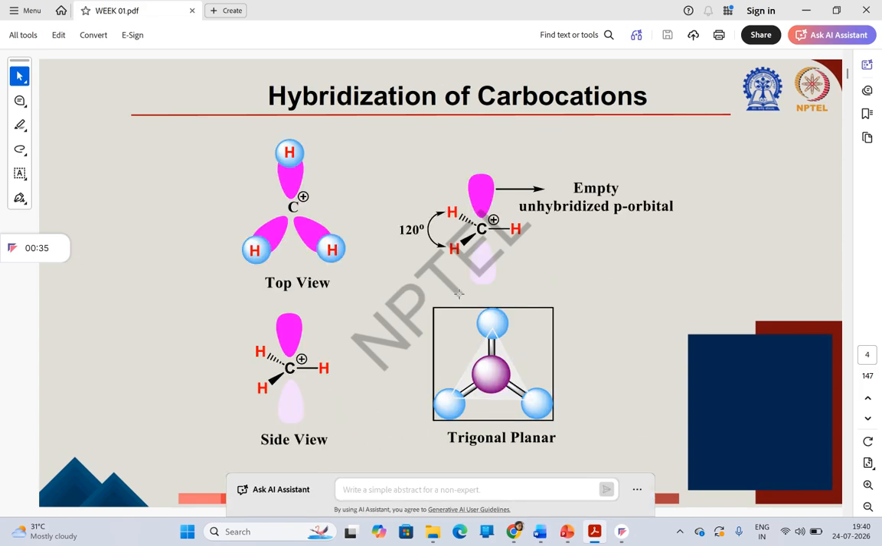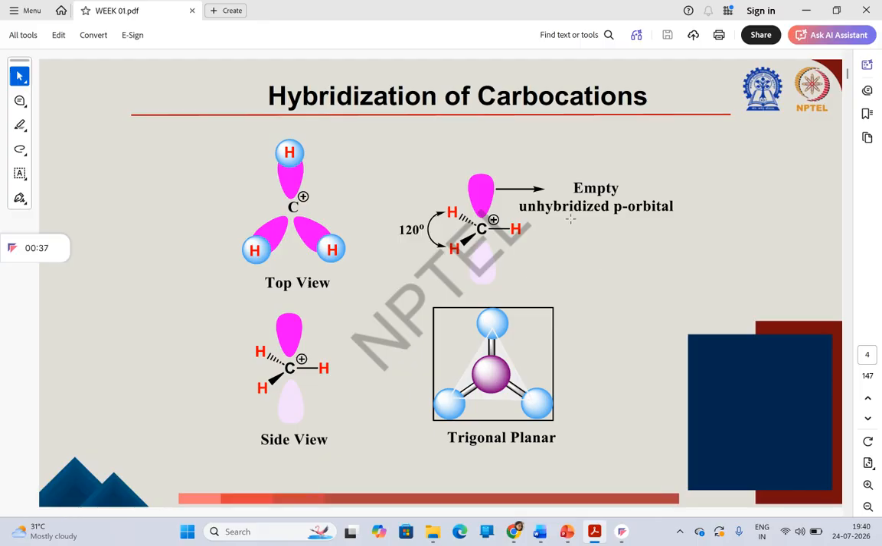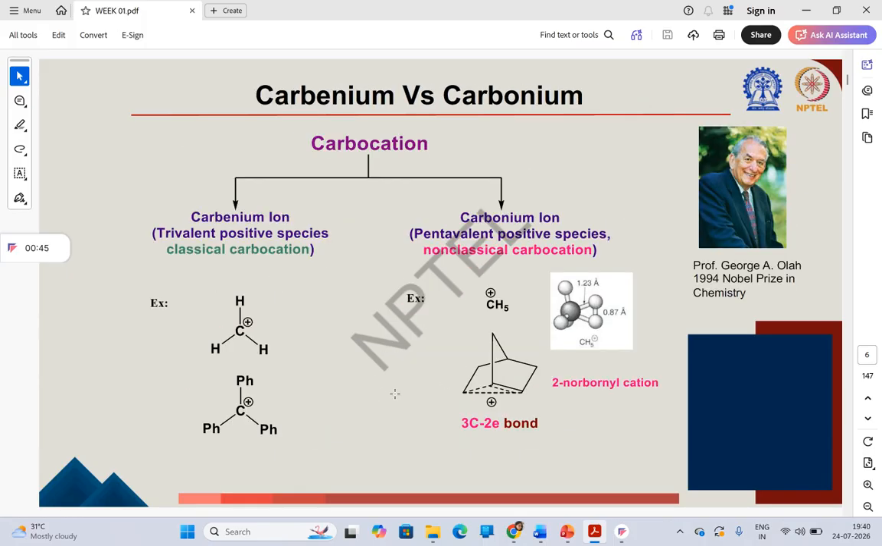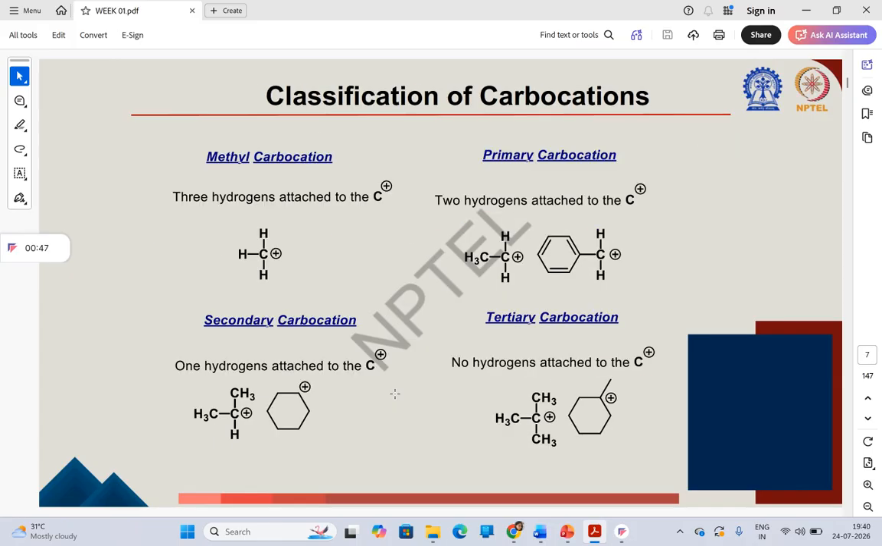Here you can see the top view, where you can see the unhybridized p orbital, and the side view is this one. So a carbocation is basically a trigonal planar structure. Let's talk about the classification quickly, then we will solve the question.